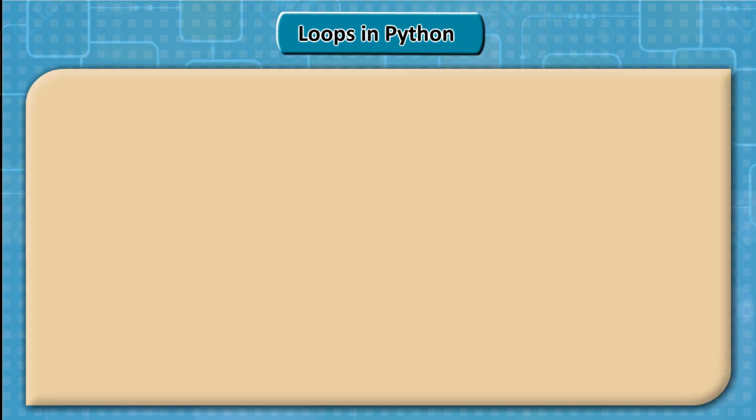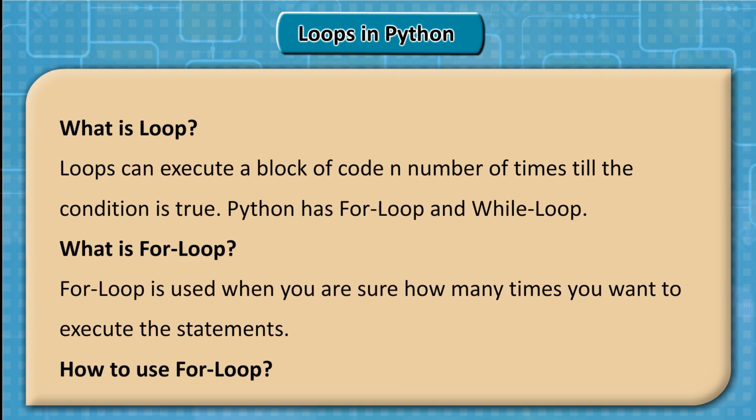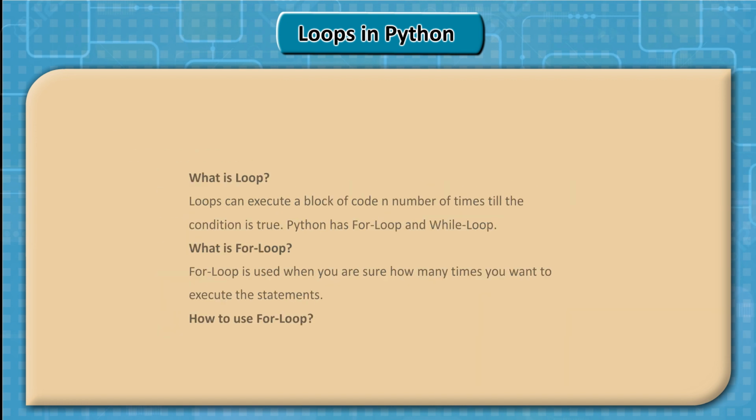Loops in Python. What is a loop? Loops can execute a block of code n number of times till the condition is true. Python has for loop and while loop. What is a for loop? For loop is used when you are sure how many times you want to execute the statements.